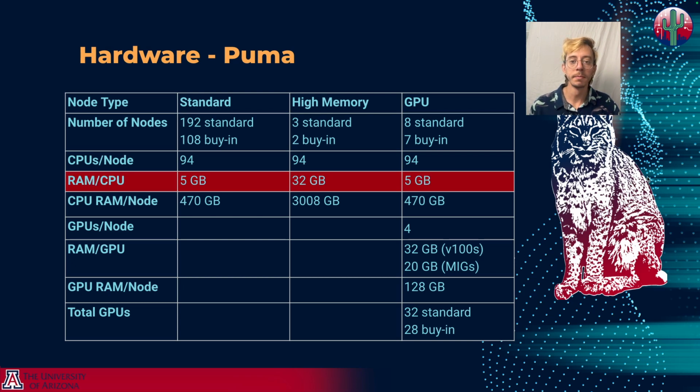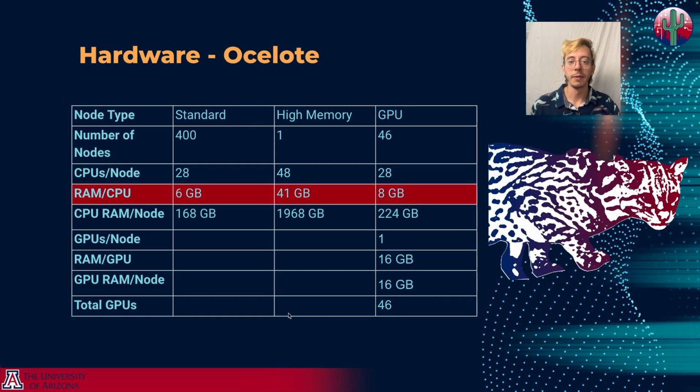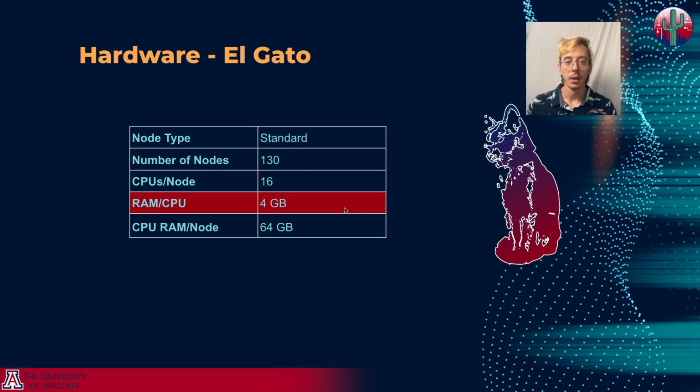Okay, so that's Puma. On Ocelote, we have a very similar setup, but slightly different numbers. Rather than 94 CPUs per node, we have 28, and rather than 5 gigabytes of RAM per CPU, we have 6. So it's important to be aware when you're switching clusters, you might have to change some of these parameters related to the CPU and related to the RAM. And again, you can go look these numbers up. They're available in our documentation. Here is Elgato. We only have 16 CPUs per node and 4 gigabytes of RAM.